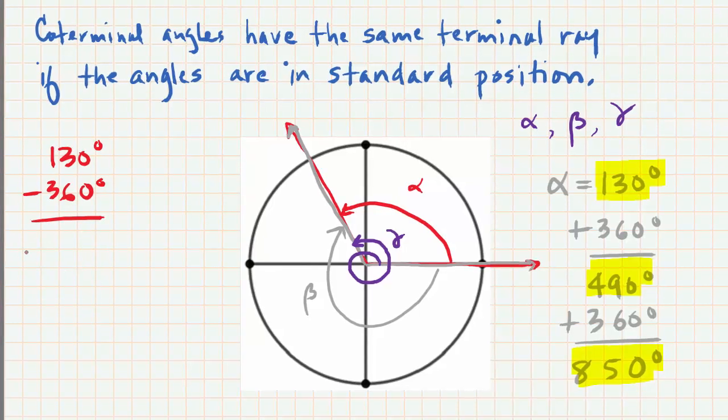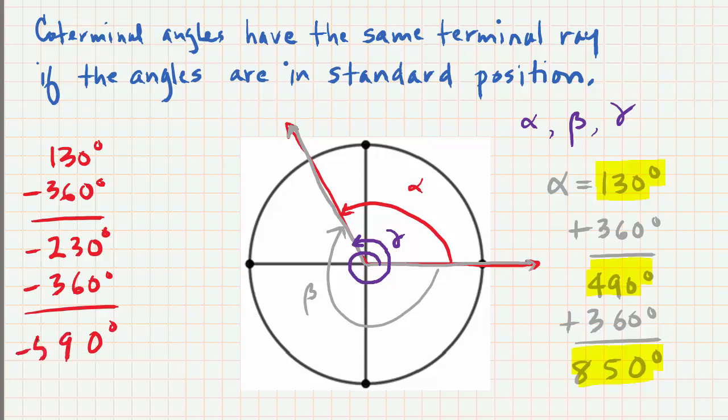Negative 230 degrees. That angle is coterminal to 130, and we can continue on in this way, finding more negative coterminal angles. So 130 degrees, negative 230 degrees, and negative 590 degrees. Those are also coterminal angles.